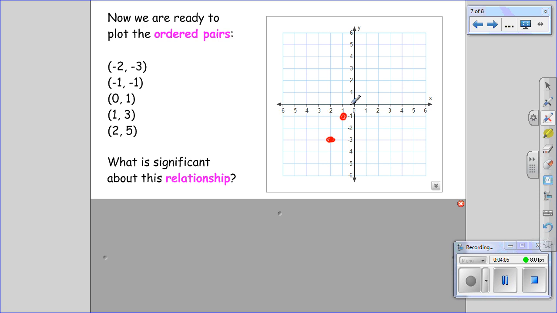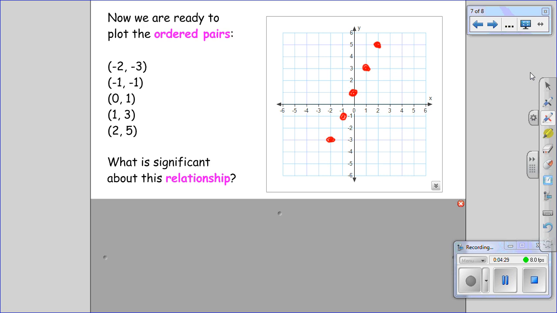Start at the origin. For 0, 1, I'm not moving left and right, and I move up 1. For 1, 3, the 1 tells me to move right 1 because I'm going in a positive direction, and 3 tells me to go up 3 because I'm moving again in a positive direction. For 2, 5, start at 0, 2 to the right because that's positive, and up 5 because that is also positive.